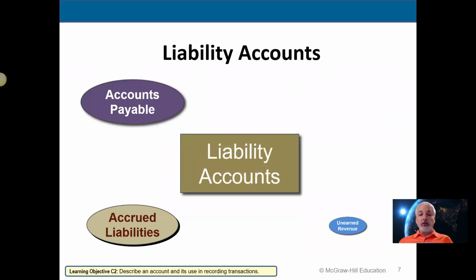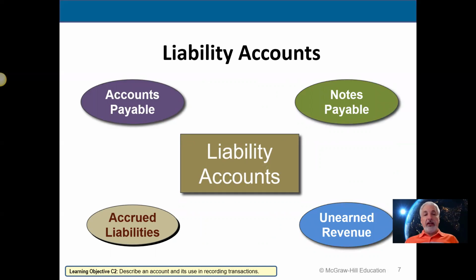So let's look at liabilities. We have the obligation to pay. We have accounts payable. We got a bill in the mail. We got to pay it eventually. Notes payable. Accrued liabilities, things that we are putting a reserve for on the books saying, we haven't got the bill yet, but we're going to owe this money.